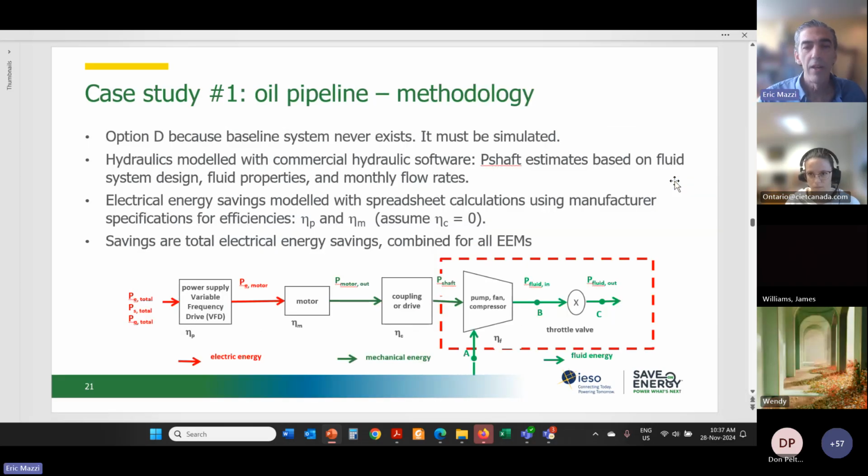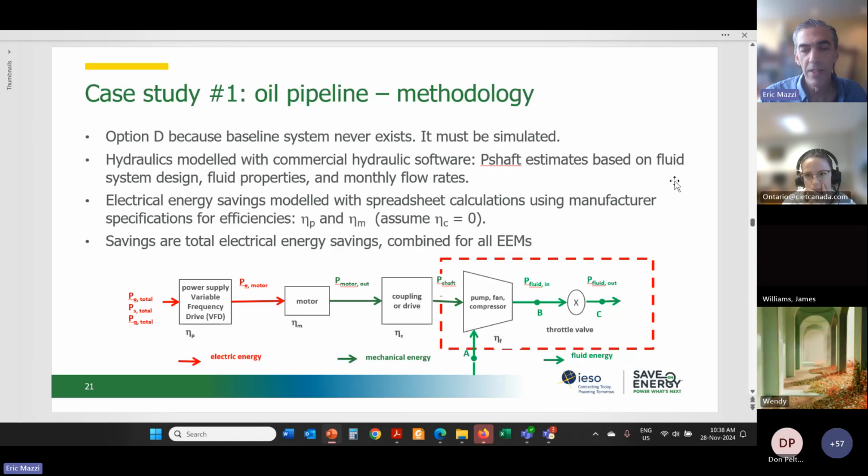So the methodology: the baseline system they had to simulate, because they did some expansion and they didn't install the less efficient equipment on the new production. So there's a little bit of a nuance there, but they didn't have the opportunity to measure the baseline at the production rates with the less efficient design features. So that had to be modeled.